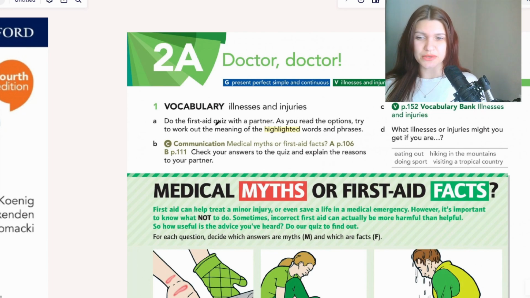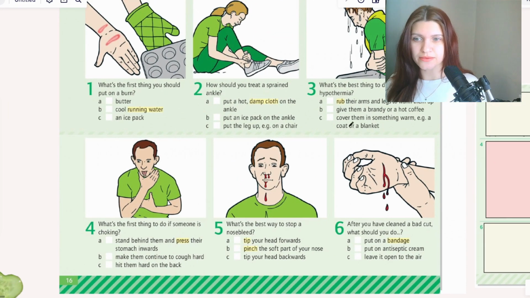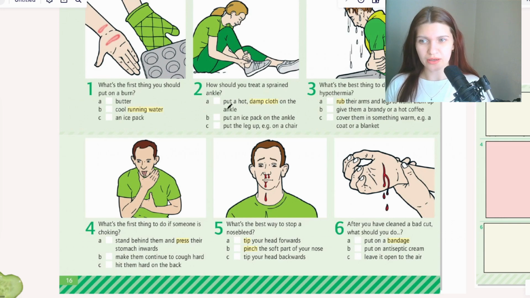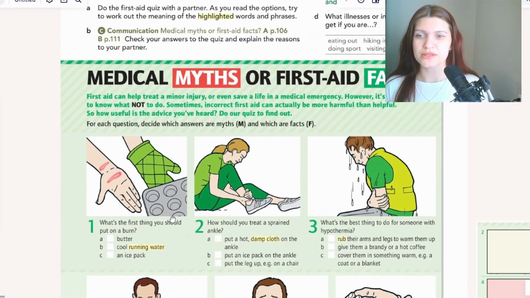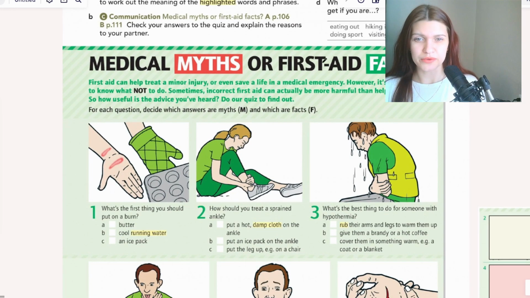Vocabulary. Do the first aid quiz with a partner. As you read the options, try to work out the meaning of the highlighted words and phrases. And what does it mean? I think we should read the quiz, put our own answers as we think, and then check our understanding of the meaning of these highlighted words. Okay, let's start. Medical myths or first aid facts.